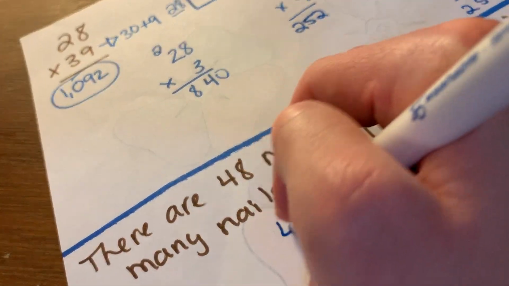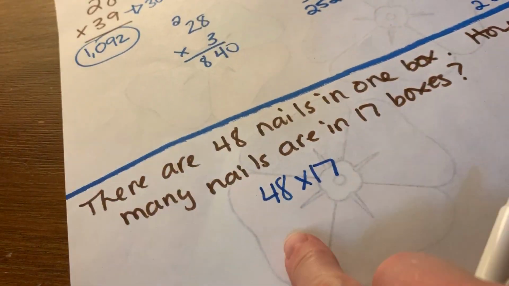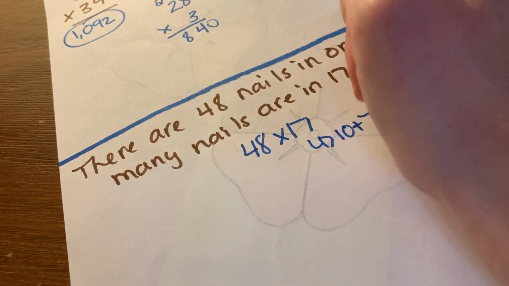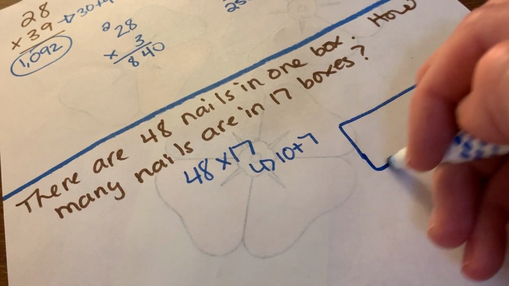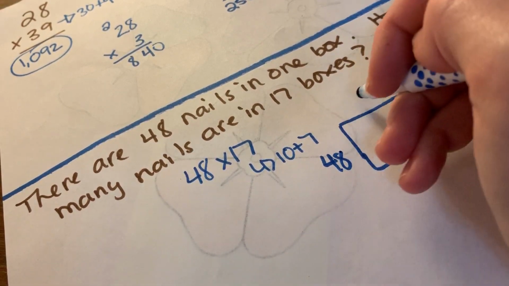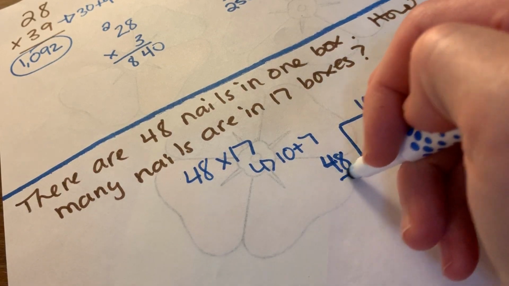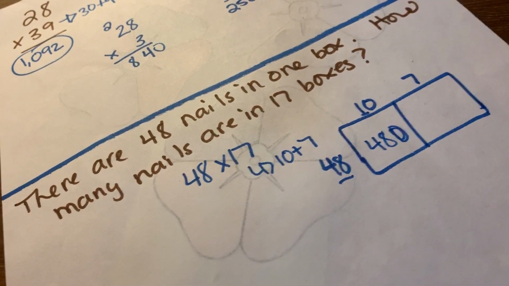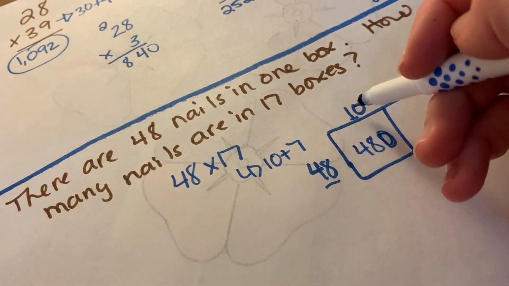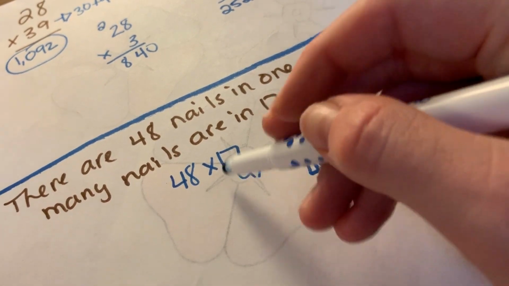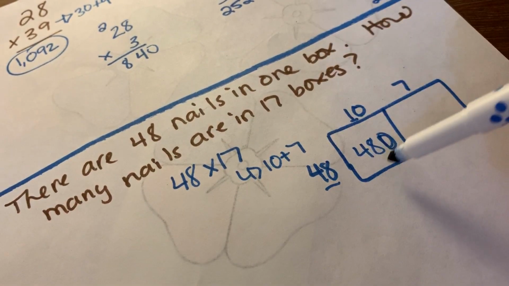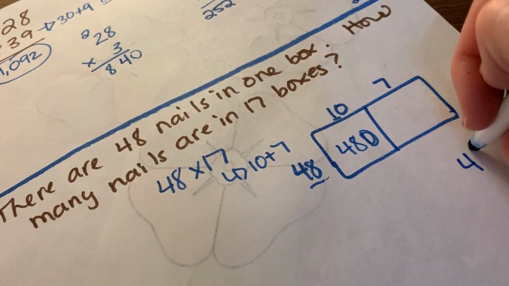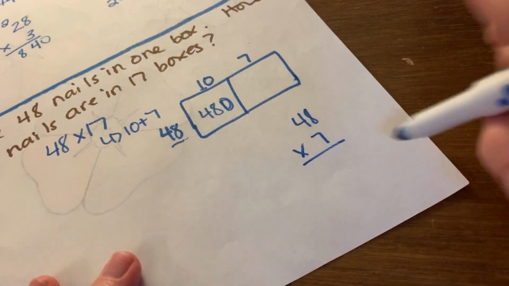So I know that if there's 48 nails in one box and I've got 17, that's 48 times 17. I'm gonna go ahead and split this into 10 plus 7. I'm gonna draw my area model. 48, there's 10, there's 7. 48 times 1 gives me 48, tack on a 0 gives me 480. That's pretty easy. If you can, try to split it up to where you have a 10 in there. So if one of your digits has a 1 in the tens place, split that one up so that you have an easier go on the first round. First problem there. Then 48 times 7, I'm going to use the area model.